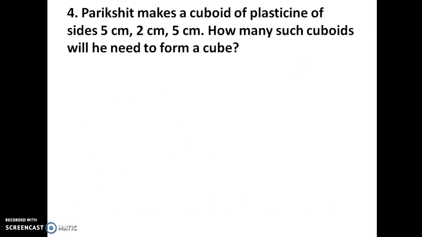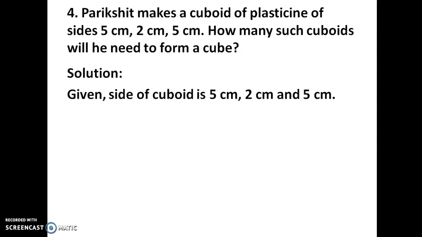Then fourth problem, Parikshit makes a cuboid of plasticine of sides 5 cm, 2 cm, 5 cm. How many such cuboids will he need to form a cube? So in this problem, this boy Parikshit is using a cuboid of sides 5 cm, 2 cm and 5 cm. So he has to make a cube out of these cuboids.